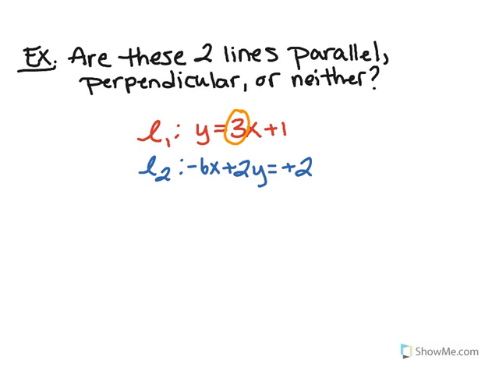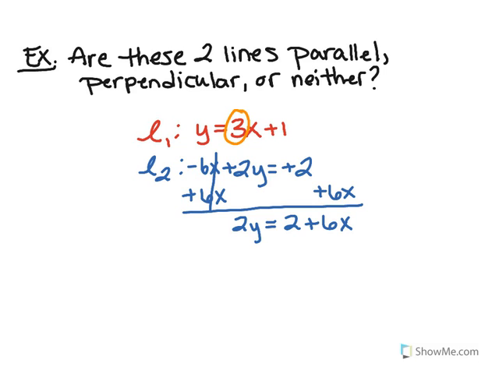Now, notice that in line 1, y is all by itself. So that's my goal, to put this function into slope-intercept form. So my process is going to be, I'm going to add 6x to both sides. This is my process of getting y all by itself. The 6 x's are going to cancel, and I'm left with 2y equals 2 plus 6x. And now what I'm going to do is divide everything by 2. And that gives me y equals 2 divided by 2 is 1, and 6 divided by 2 is 3.